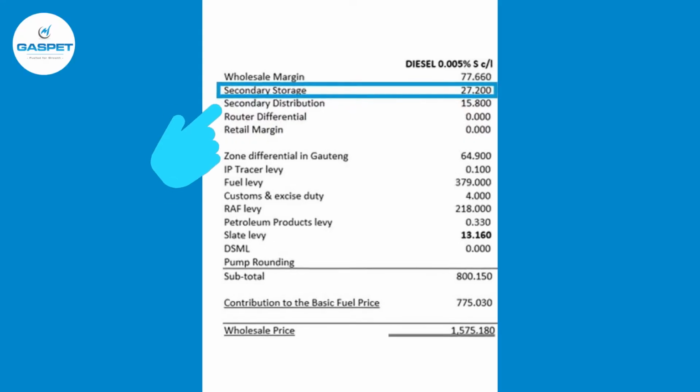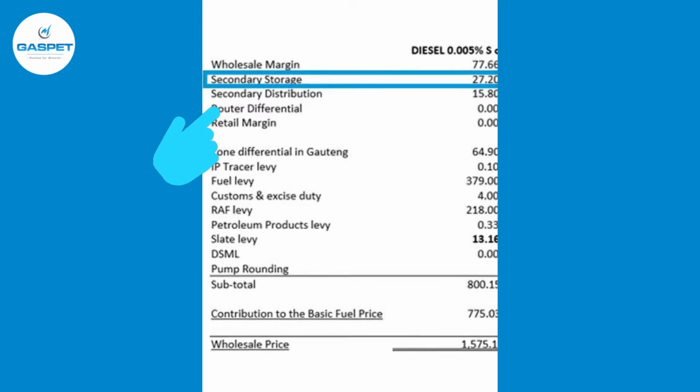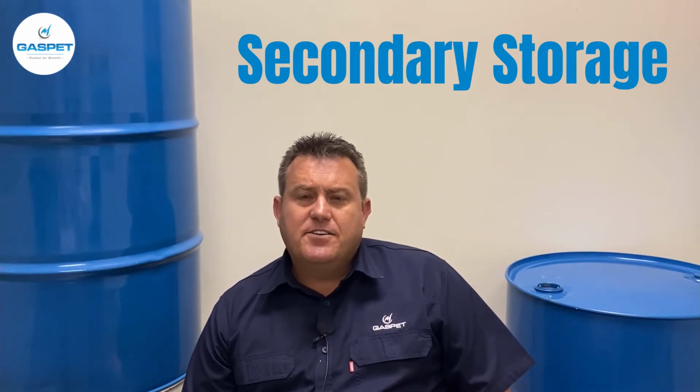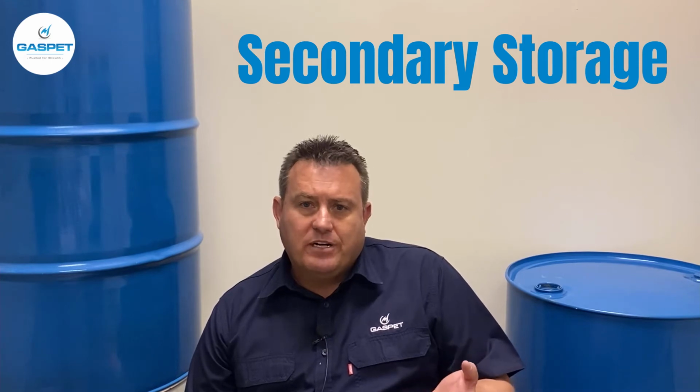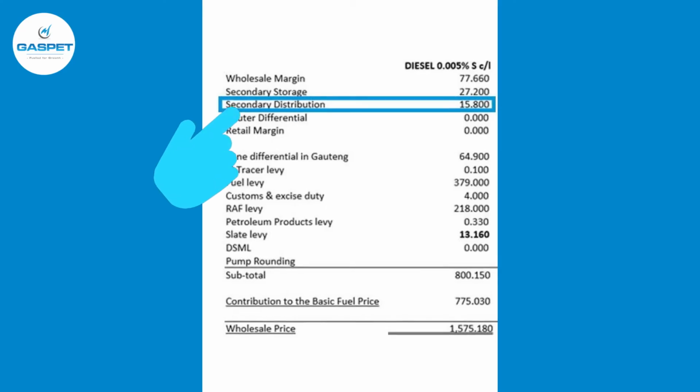So if you have a look at what the fuel price consists of, what is secondary storage? That's the component that the fuel price makes provision for when you ship the product from the coastal sides up inland and it needs to be stored. So that gives the value for that storage component.